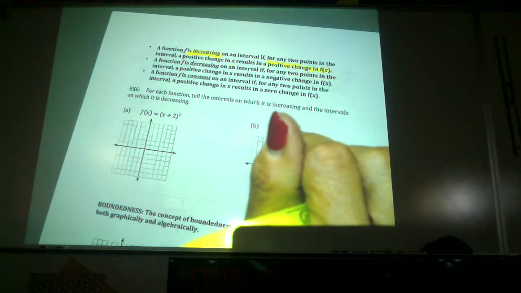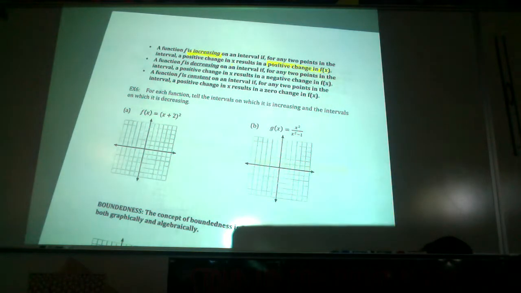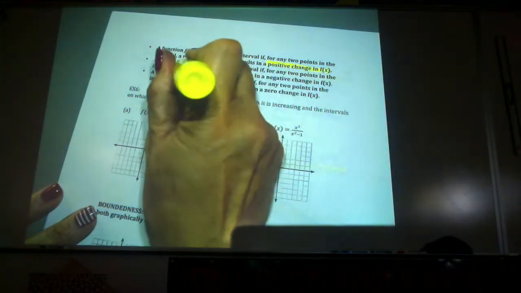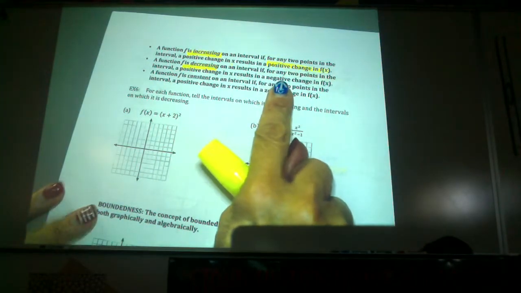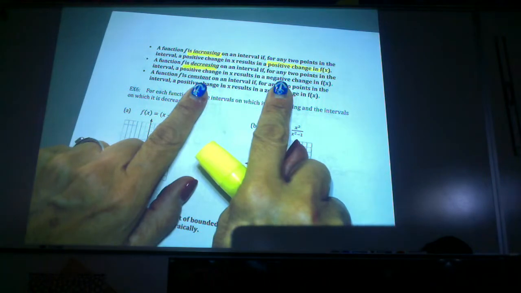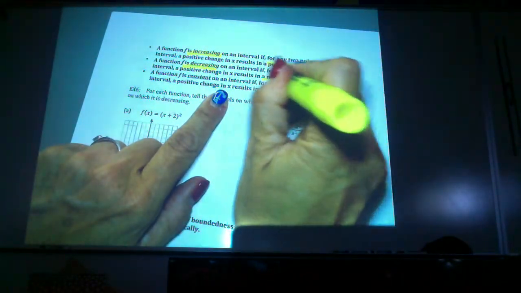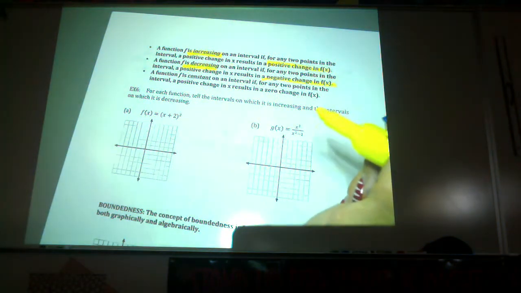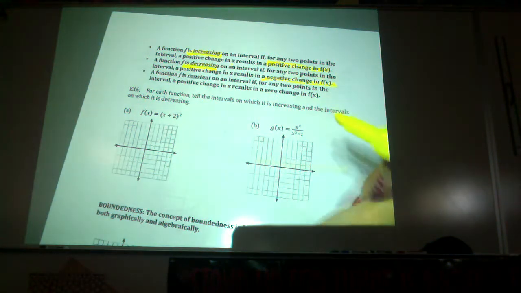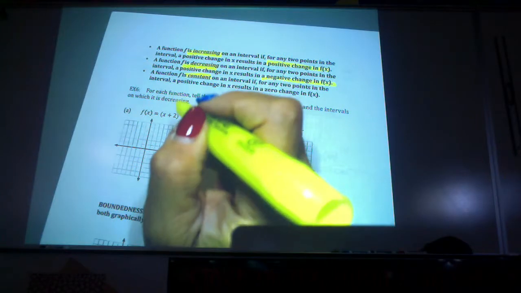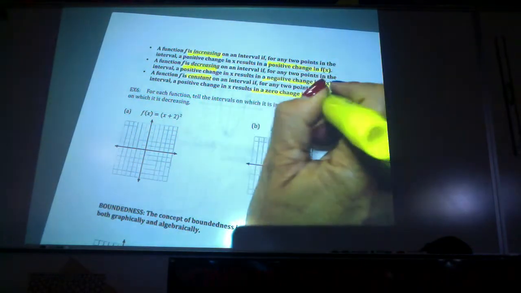You can paraphrase, and you can use your own words so long as what you say is accurate and you get your point across. I don't believe in regurgitating most things word for word. And then your function is decreasing on an interval if for any 2 points there's a positive change in x, meaning I'm going from left to right, but there's a negative change in f of x, which is your y. And of course we have a constant, which means there's no change, 0 change.